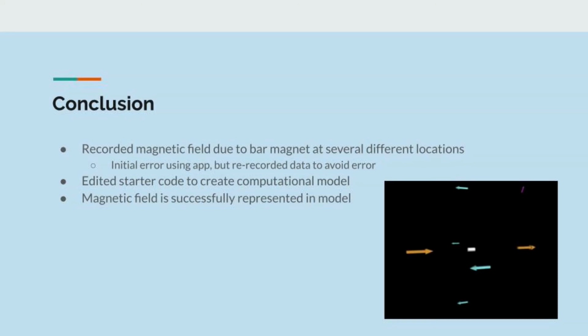Then I coded the GlowScript model that would display direction and relative magnitude of the magnetic field at 7 different locations. This model was successful as it behaved how we would expect it to.